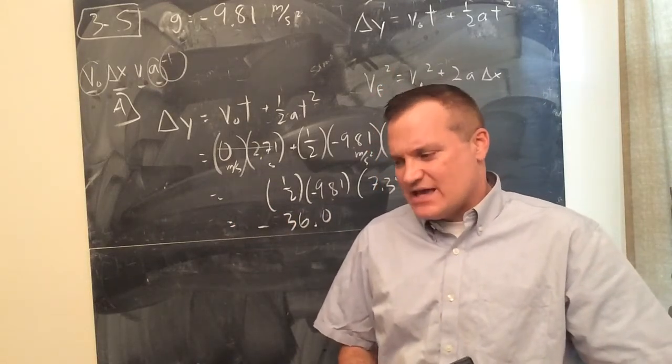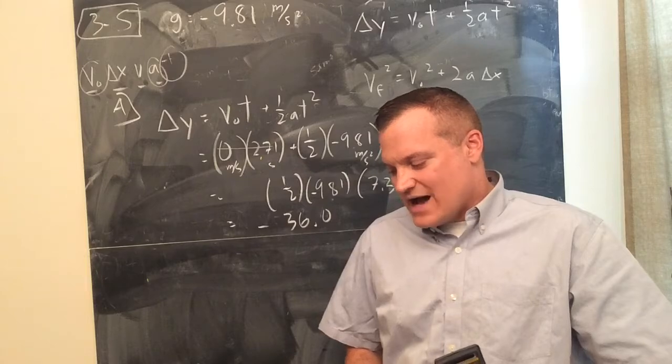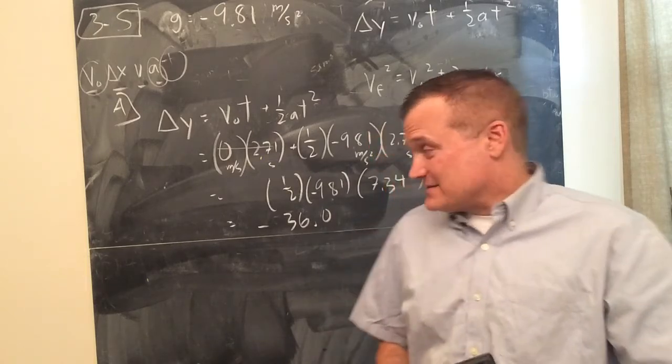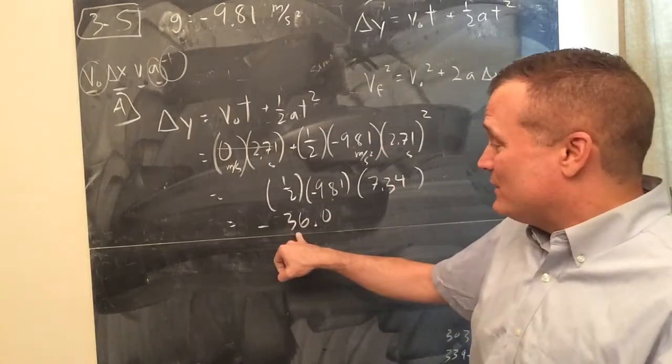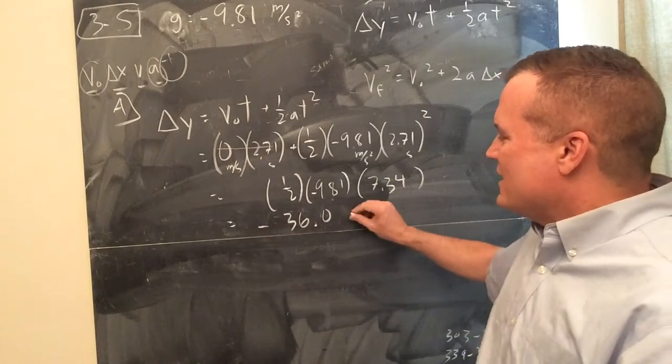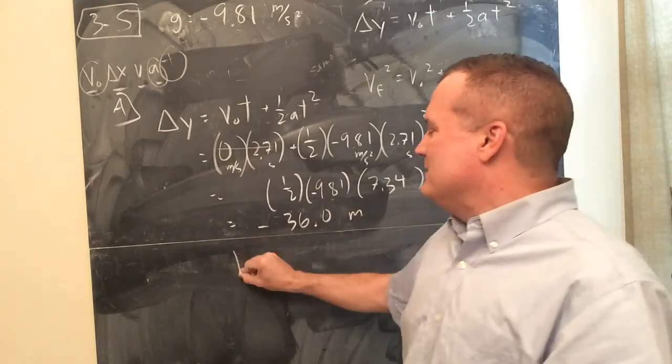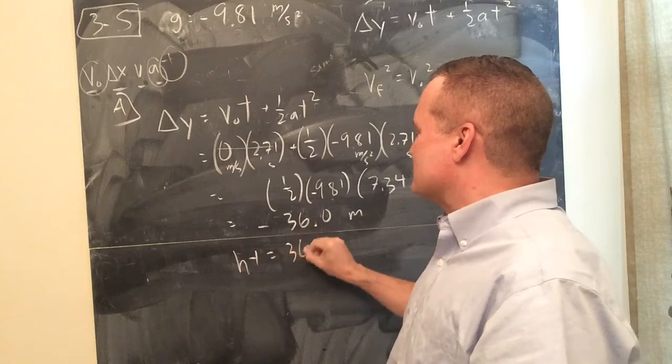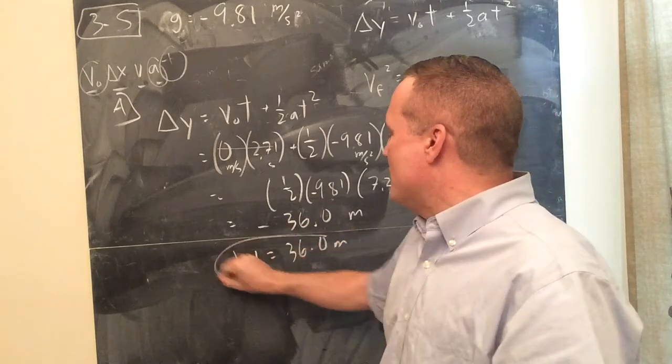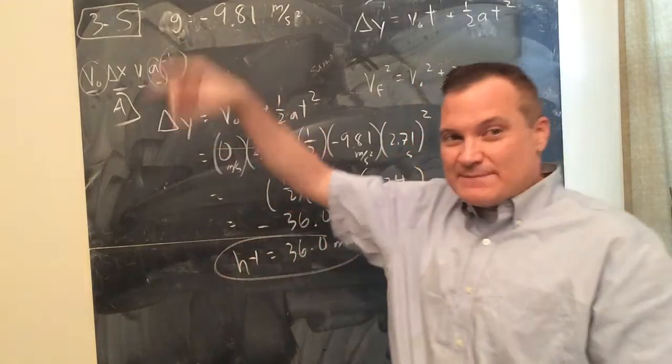The question says, what is the height of the tree? That's a tall tree, 36.0. It says negative 36. Is that true? Well, the height would be 36, positive 36. Think about this for a moment. You dropped an object.